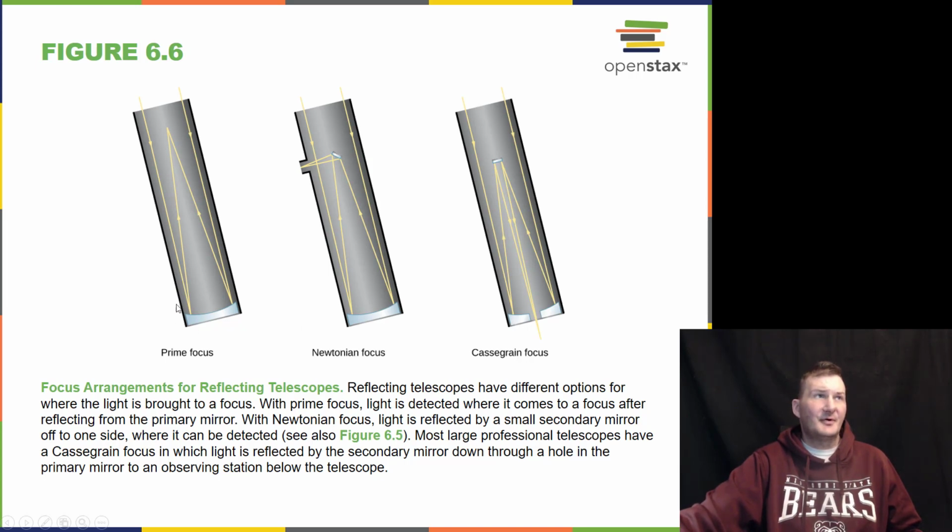So that's why I was just showing you here the prime focus. Newtonian focus comes out of the side, and the Cassegrain focus comes out of a flat mirror through a hole in the middle of the primary mirror, down to our eyepiece. And that's the kind of telescope that I have used personally most of my career.